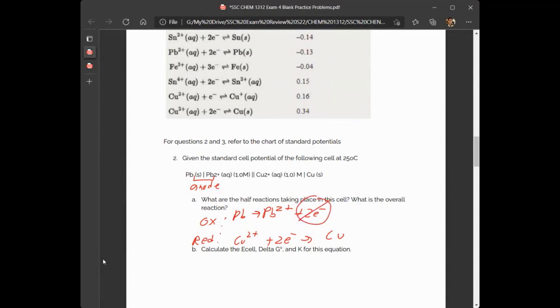So we can cross this out and then balance it out. If they weren't balanced already, if they had different electrons, you would have to multiply. If any of you were wondering, Pb2+ and then Cu, and this is the overall reaction.